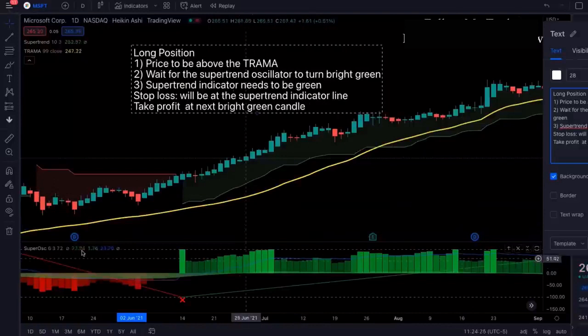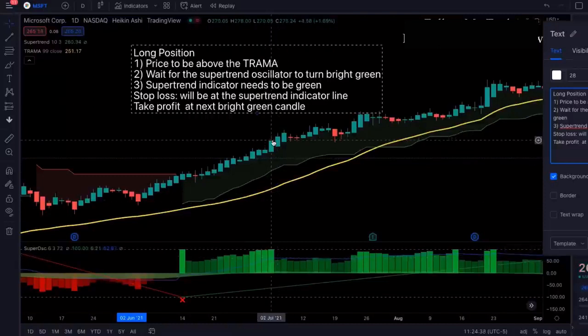And so as you can see, look at the numbers right here. Keep going, keep going, keep going. It looks like a bright green candle, but that's at 95.83. Right here, 95.43. Boom, that's when it hits 100. And that's where I would take profit.